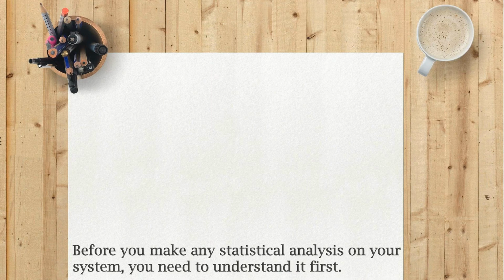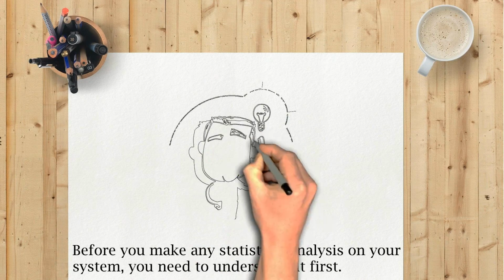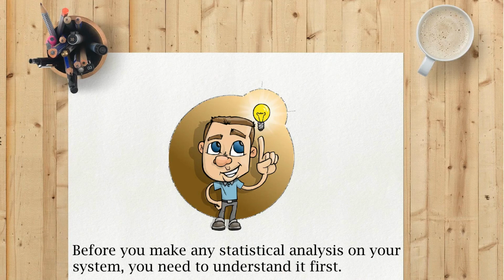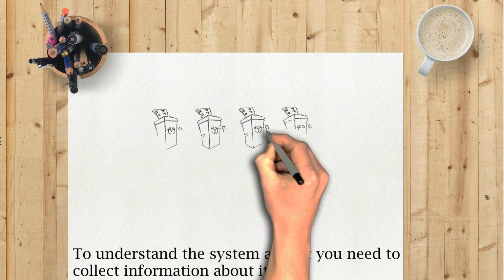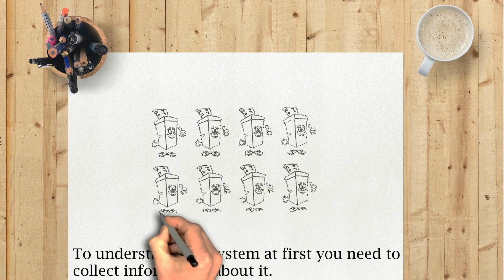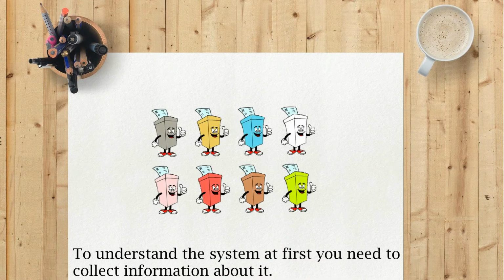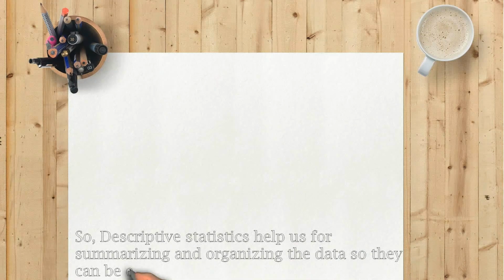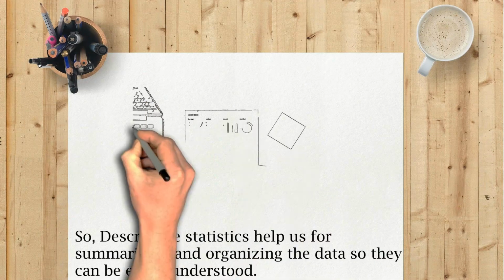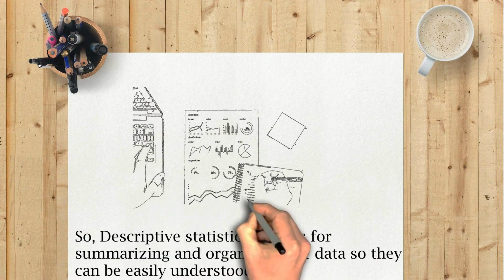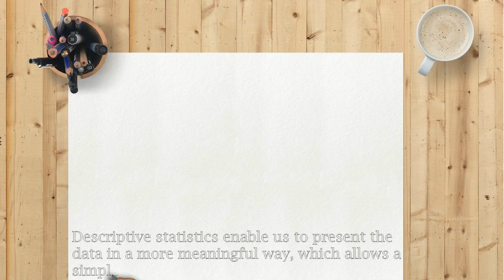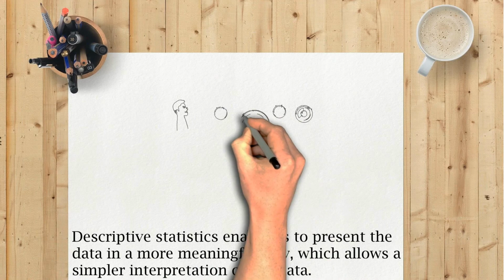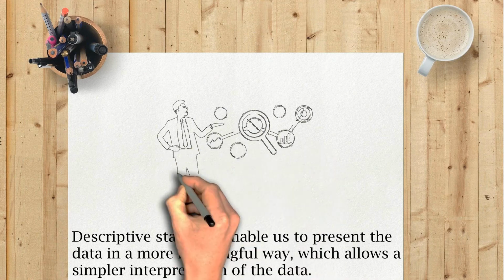Before you make any statistical analysis on your system, you need to understand it first. To understand the system, at first you need to collect information about it. So, descriptive statistics help us for summarizing and organizing the data, so they can be easily understood. Descriptive statistics enable us to present the data in a more meaningful way, which allows a simpler interpretation of the data.